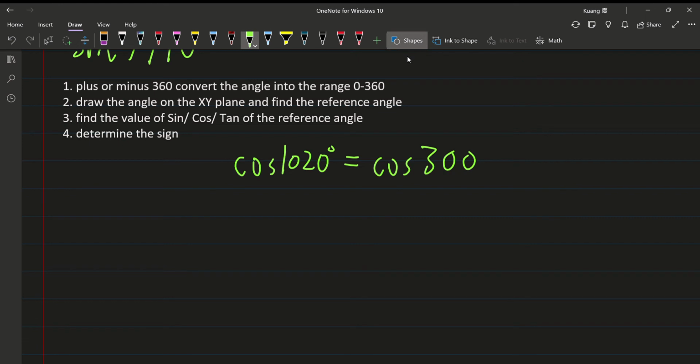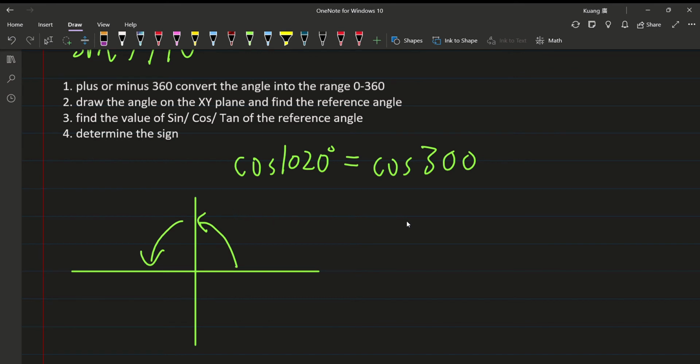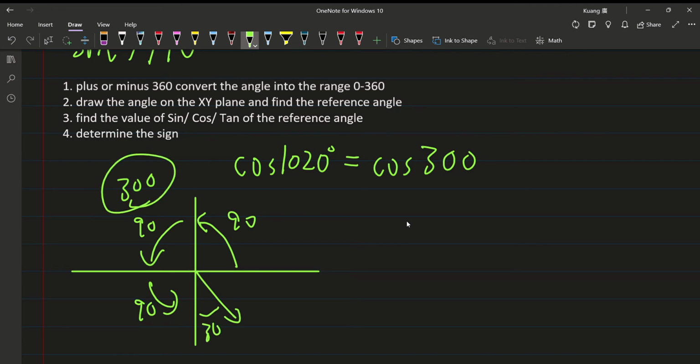Second, draw the angle on the xy plane. Remember, if the angle is positive, you rotate counterclockwise and start from the right hand side, start from here, right? 90, right? 180, so another 90, 270 now to here. And lastly, from 270 you need 30 degrees more, so here, this is 300, right? Because it's 90, 90, 90, another 30 give you the total 300. Okay, draw it on the xy plane and find the reference angle.